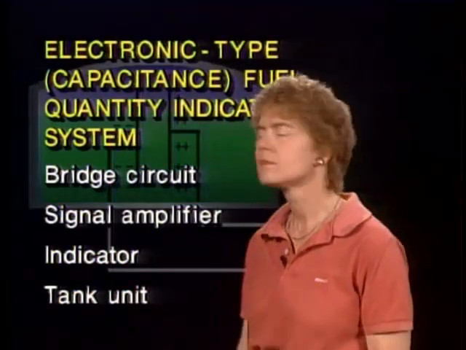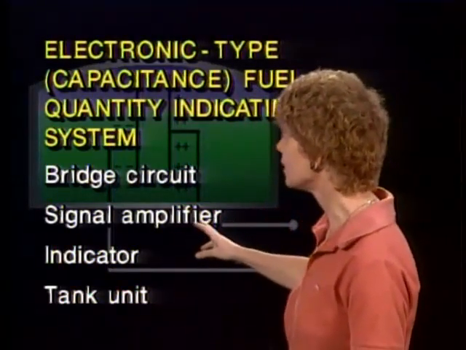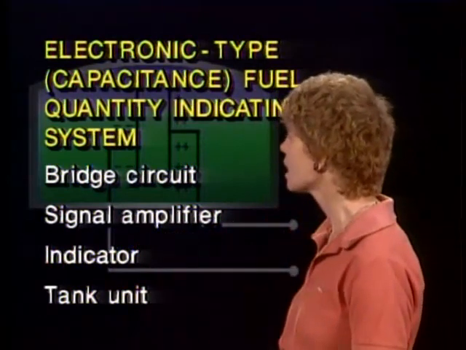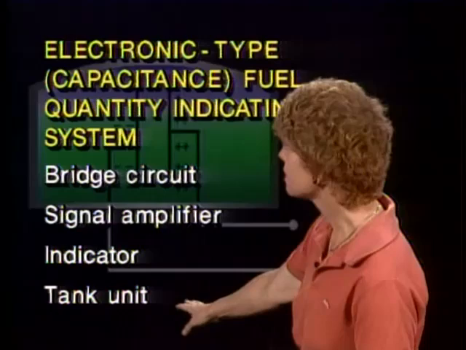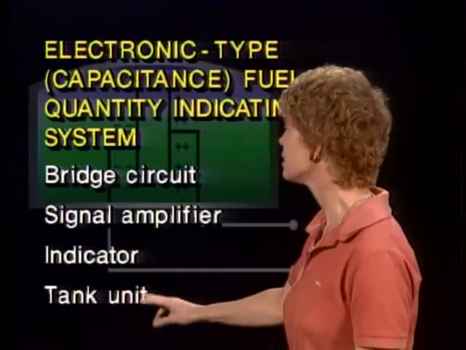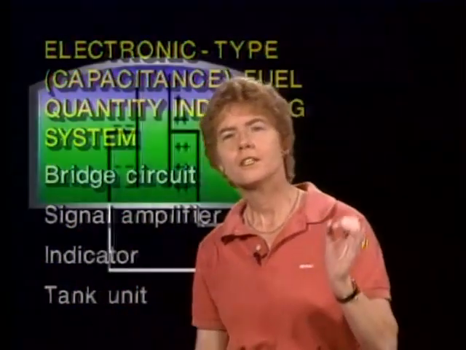Let's talk now about the electronic type or capacitance type fuel quantity indicating system. There are 4 basic elements on that capacitance type fuel quantity system. You've got a bridge circuit, you've got a signal amplifier, you've got an indicator in the cockpit, and you've got a transmitter unit, a tank unit that is sending the signal. Let's take a look at this unit and see what we've got there.